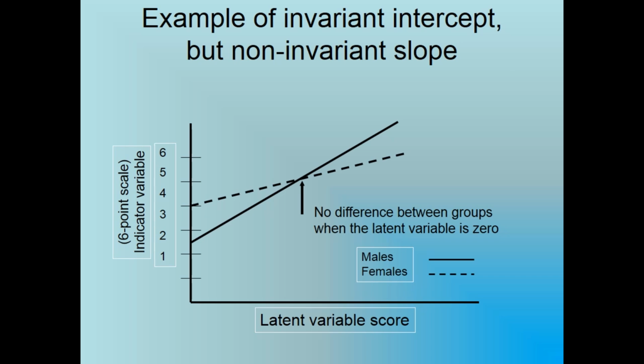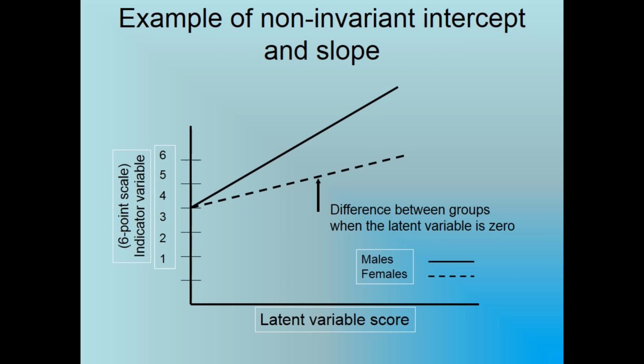Our next example is when you have non-invariant intercepts and slopes. So as you can see here, the relationship between the latent variable and the indicator differs based on your gender. Moreover, the intercepts or the means of the indicator when the latent factor is 0 also differ. This would be the most problematic because it basically means that your latent variable and indicator have a different relationship to one another, and the overall response to that item also differs across both groups.